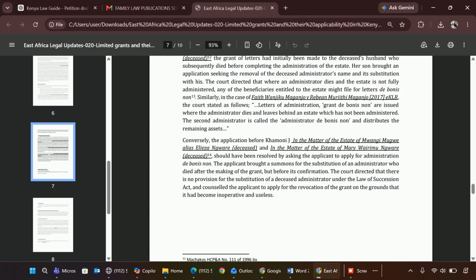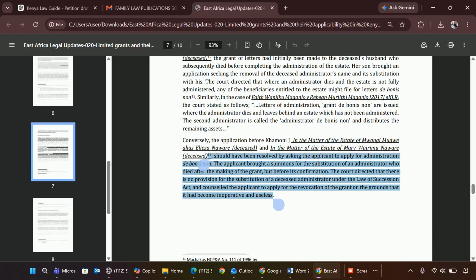The applicant had brought a summons for the substitution of an administrator who died after the making of the grant, but before its confirmation. So the grant had been made, but before its confirmation, the applicant comes to court with a summons for substitution of an administrator. The court directed that there is no provision for the substitution of a deceased administrator under the Law of Succession Act and counselled the applicant to apply for the revocation of the grant on grounds that it had become inoperative and useless.